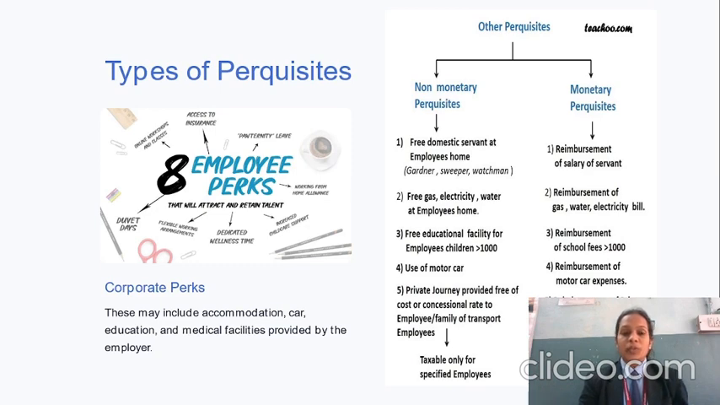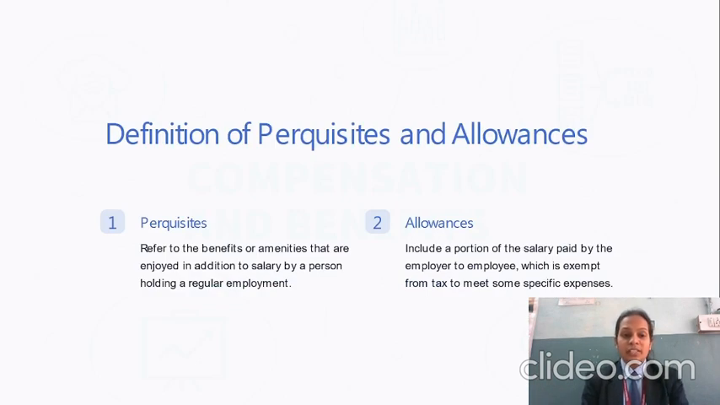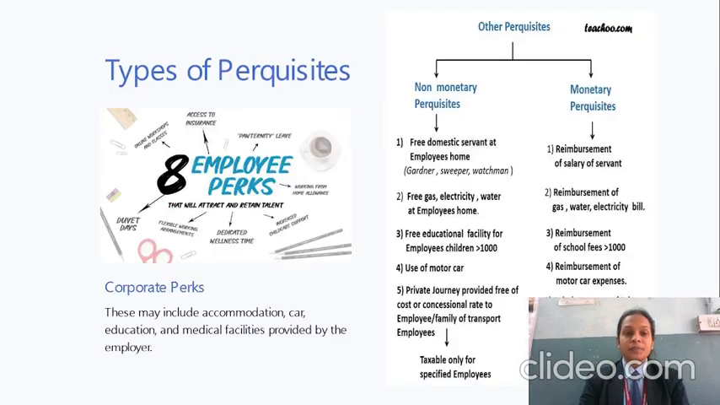Now we see the definition of perquisites. Perquisites refer to the benefits and amenities that are enjoyed in addition to their salary by a person holding a regular employment. Perquisites are commonly known as perks. Perquisites are the benefits or amenities provided by the employer to the employee in addition to their salaries. Perquisites can be divided into three types: corporate perquisites, taxable perquisites, or tax free perquisites.